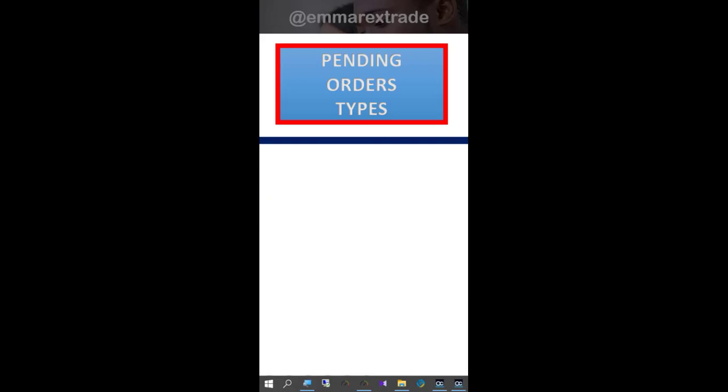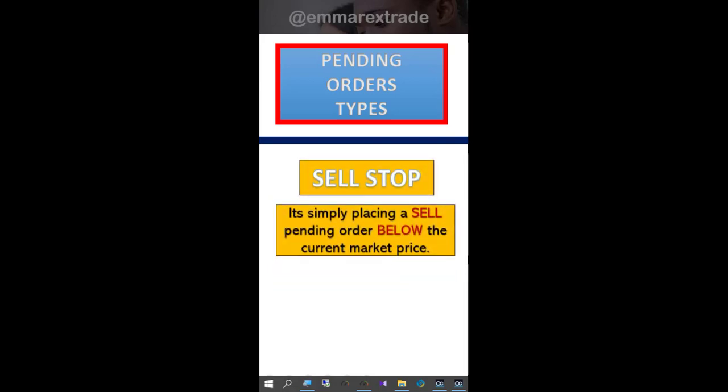Now, the next one is the sell stop. So sell stop is simply placing a sell pending order below the current market price. Okay, now sell stop is a sell, but the position must be located below the current market price. That means you have seen that the market price is going down, it's moving downward. Okay, but you want it to pass a particular level.